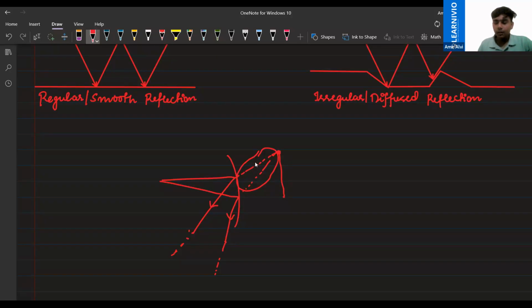Clear, Inan? Clear, sir. Okay. So this type of image is called a virtual image. In simple words, a virtual image can be referred to as an illusion.